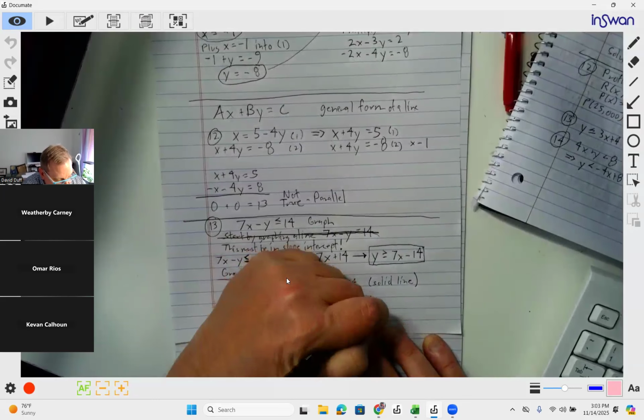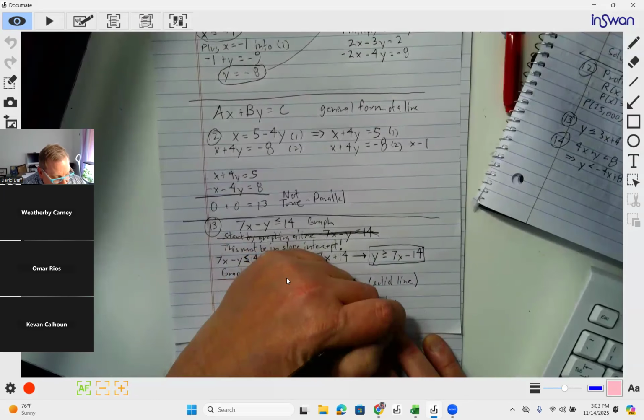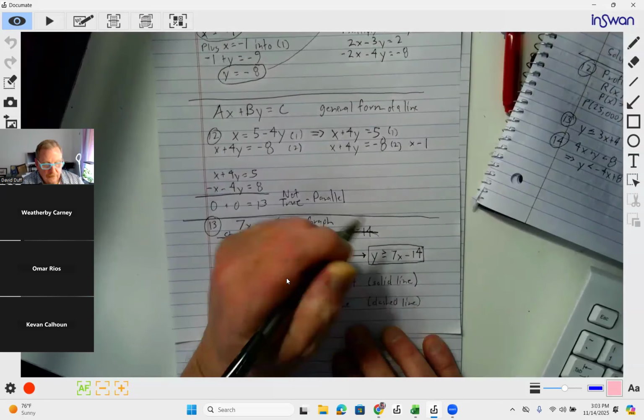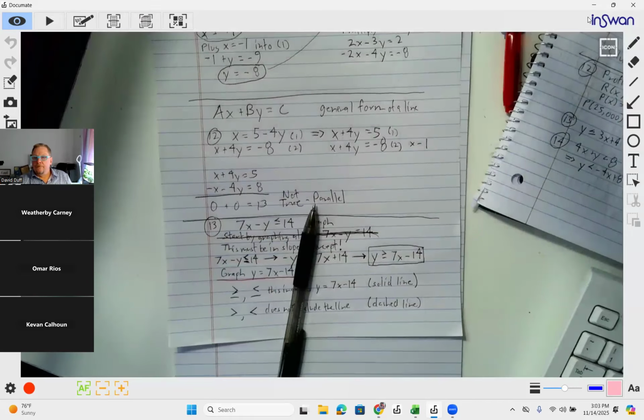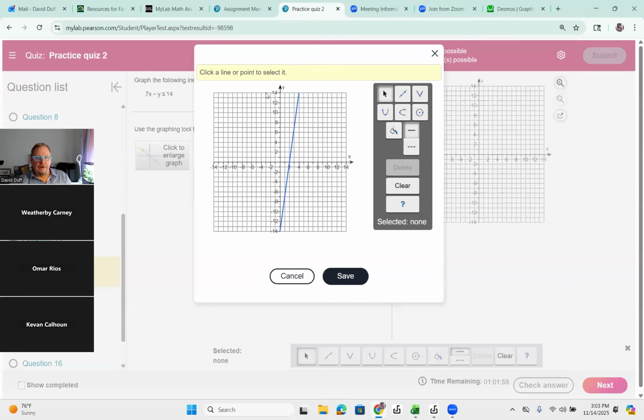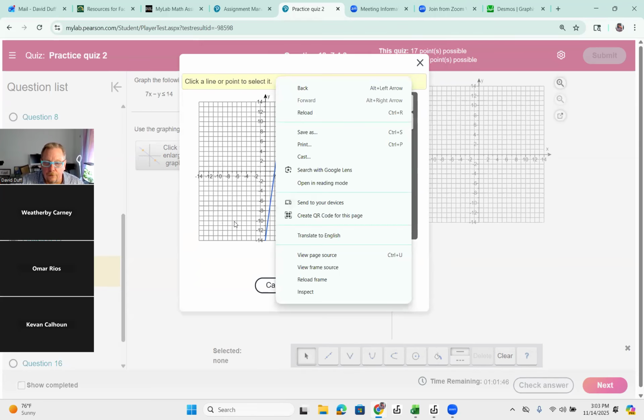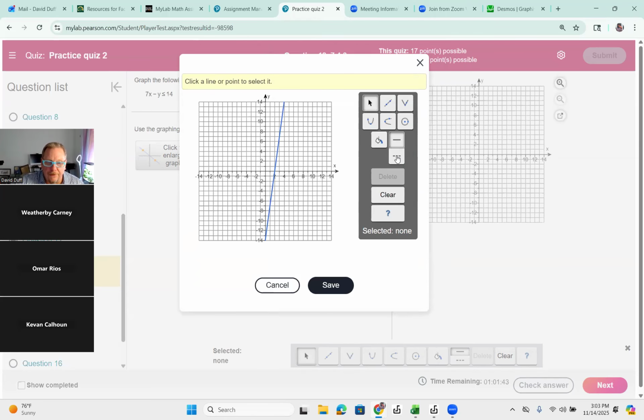In that case, we use a dashed line. So in this problem right here, we have y is greater than or equal to 7x minus 14. So that means it includes the line. That means we're going to make the line solid, right? If it didn't include the line, I would click this dash button and I'd make the line here. Let me click on the line and then click the dash button.